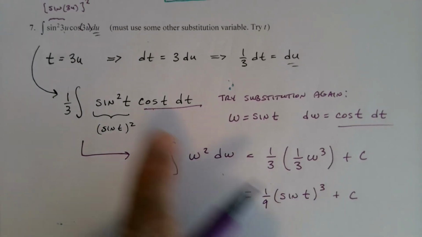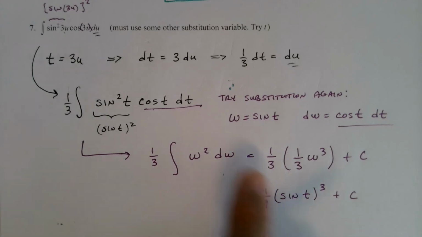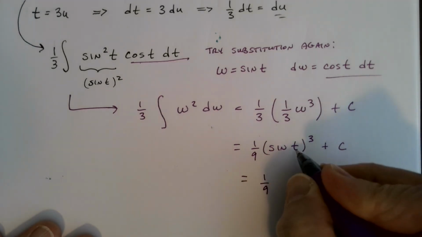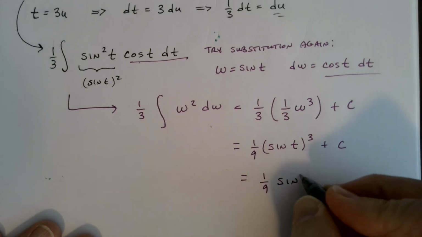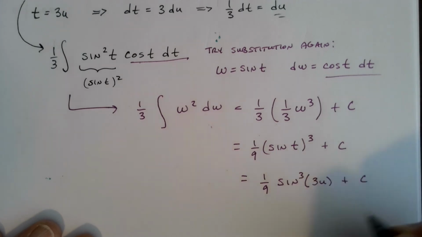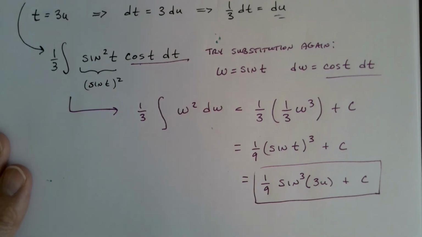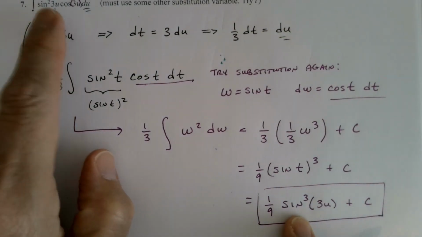Remember, the original variable was u. We've got it in terms of t, but that's easily rectified because what is t? t is 3u. So now I get 1/9, and sine t cubed is sine cubed t, so this would be 1/9 sine cubed of 3u plus c, and that is the antiderivative of the original, right? Again, if you take the derivative of this, you'll get back to this.